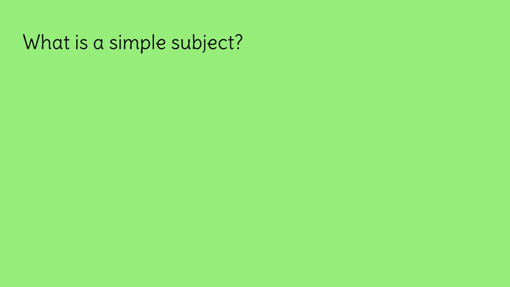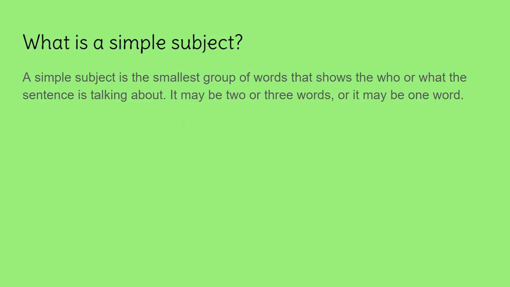So, what is a simple subject? It's the smallest group of words that shows the who or the what the sentence is talking about. It may be two or three words, or it may be one word.